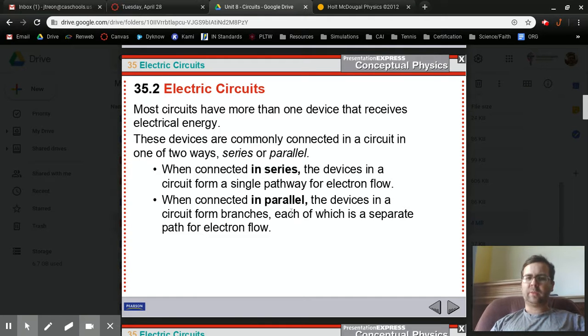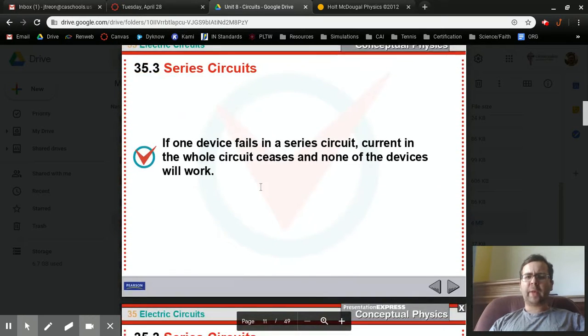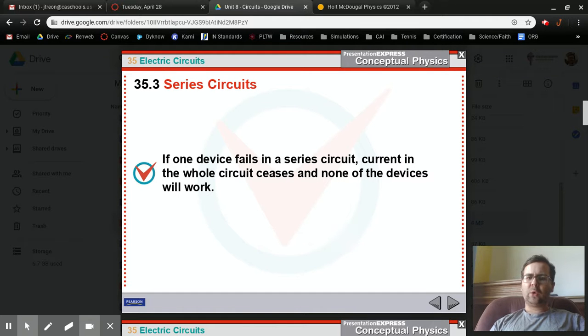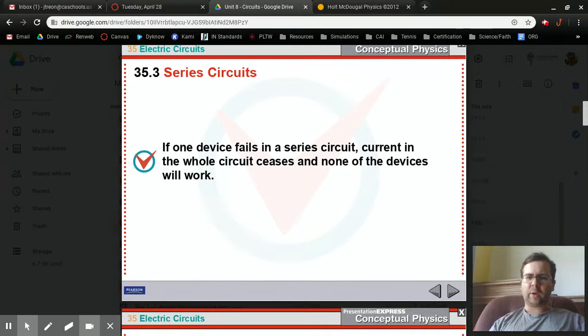That's different than a parallel circuit, which we'll talk about later, where the electrons can split up and go into different paths and they can choose which one to go into. But for a series circuit, which is what we're talking about today, there is a single pathway. So for that reason, if there's ever one device that fails in a series circuit, current in the whole circuit ceases and none of the devices will work. Because there's only one path, if you cut off one device in that circuit, you've cut off the whole path. That's an important difference about a series circuit. If you have one thing go out or one thing get cut off in a series circuit, the rest of the circuit doesn't work anymore.